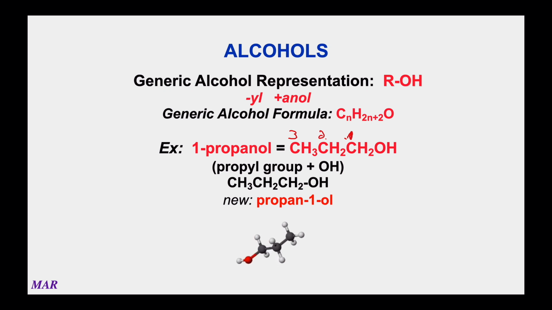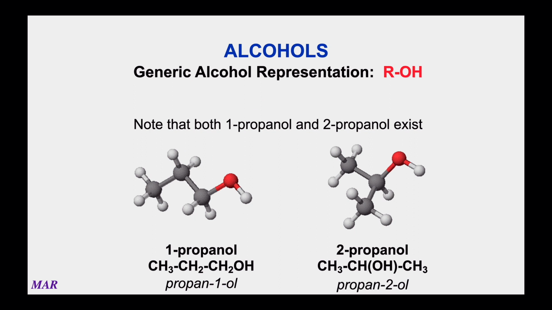But there's no reason why you couldn't put the OH off the second carbon. You would have 2-propanol or propan-2-ol. Either way is fine. And both of these are quite important. Now, the one on the right, 2-propanol, is also known as isopropanol. And isopropanol is used a lot as a cleaner. You can buy it at Fred Meyer's and stuff like that. So you see 2-propanol quite a bit.